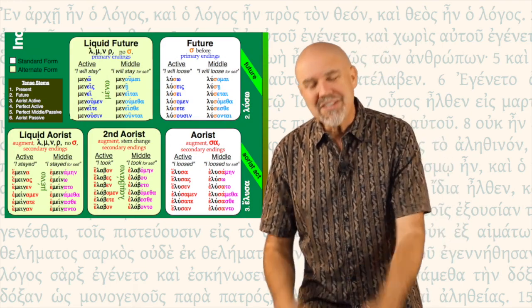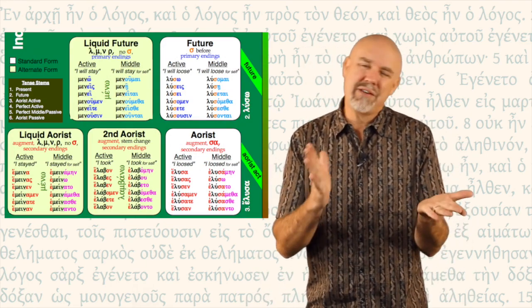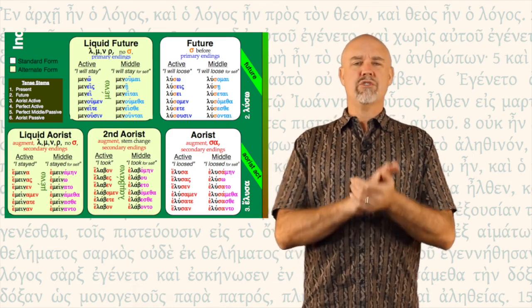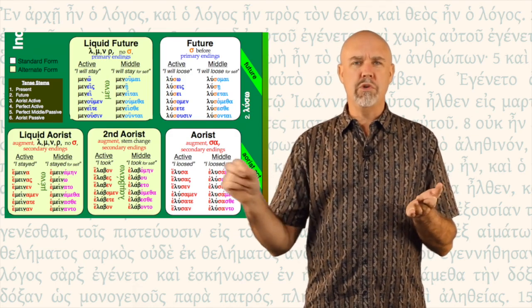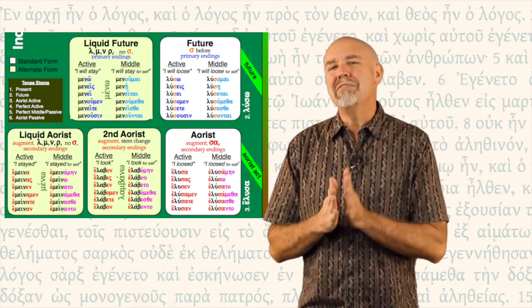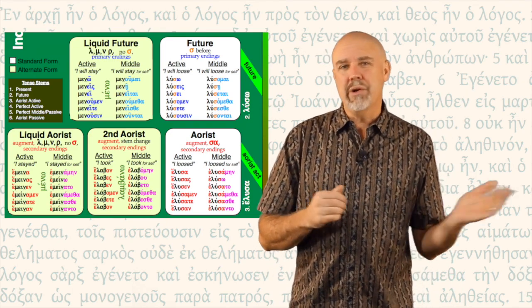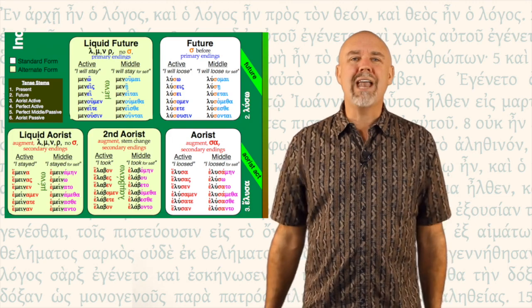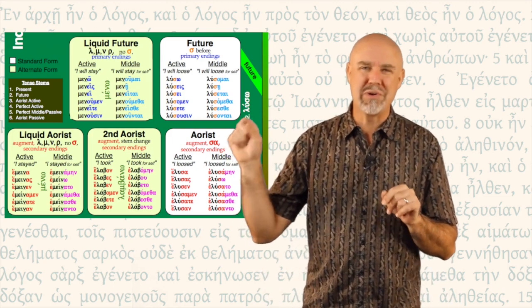But we have seen that there are some oddballs, right? Like we've looked at liquid aorists, which drop sigmas after lambda, mu, nu, and rho. Well, we looked at that. That's just a quirk of this liquid future and the liquid aorist. It's just a different form that happens after lambda, mu, nu, and rho.